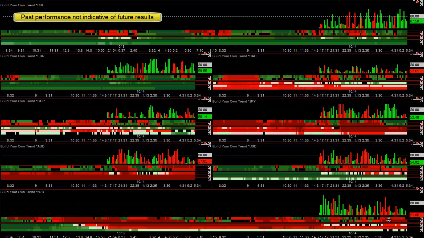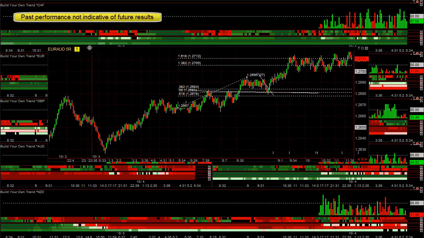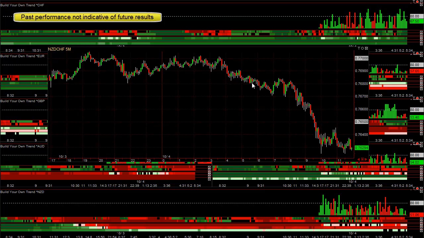But that being said, let's take a look at selling the New Zealand Swiss around 5:30, because the Swiss is very strong, so is the Euro. We haven't done the Swiss yet. We'll go back to the 5-minute chart, New Zealand Swiss. 5:30 is right here.